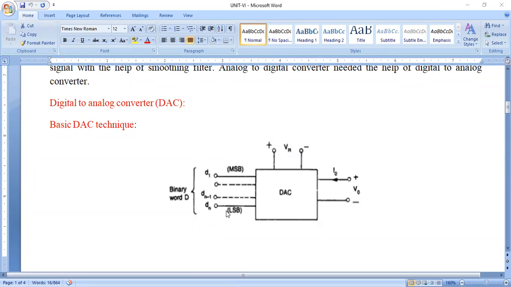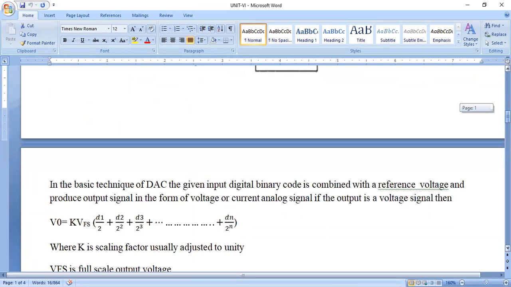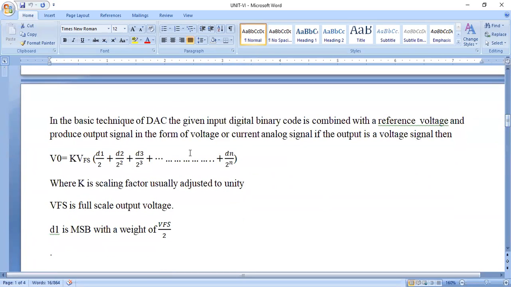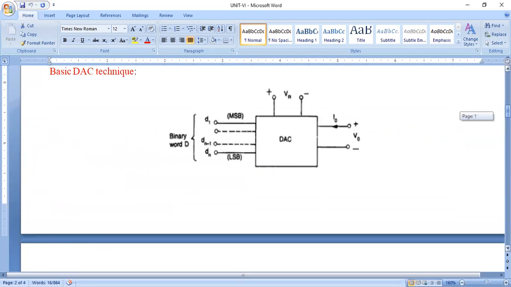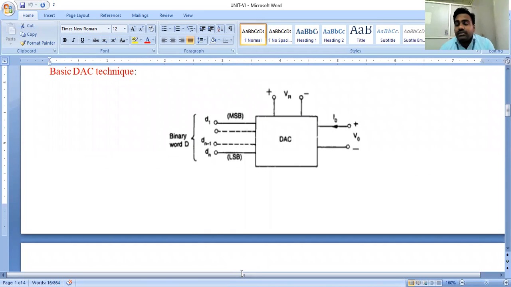The topic is the digital to analog conversion technique. Here the output voltage V0 is observed. The digital pulse, that means the binary digital segmentation, is converted into an analog signal. That means, in this concept, the digital pulse is converted into an analog pulse. So how does that happen, how is the digital pulse converted into an analog pulse?